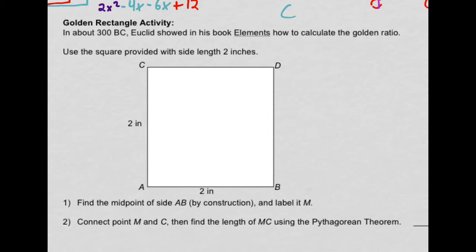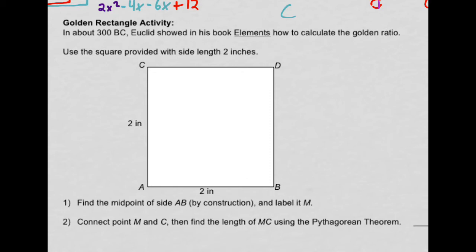It's used in art, it's used in science, and it's this sort of perfect ratio. So before I say anything more about it, let's look at how to construct this ratio, and then I think it'll be more clear as to what it actually is. So we're going to use the square to provide it with side lengths of 2 inches, and then we're going to find the midpoint of side AB by construction and label it M.